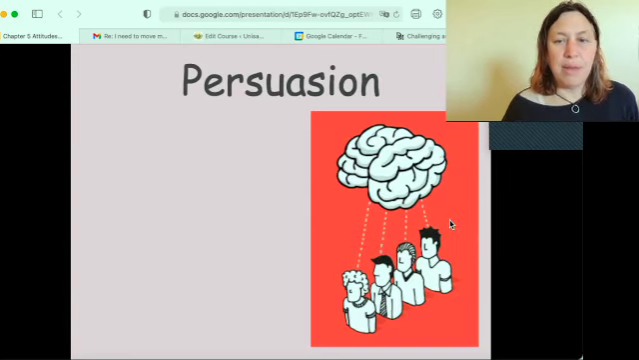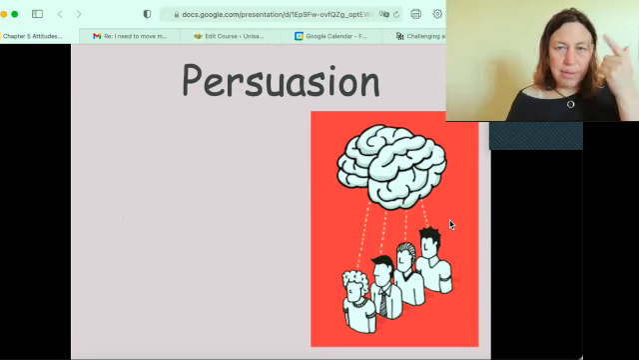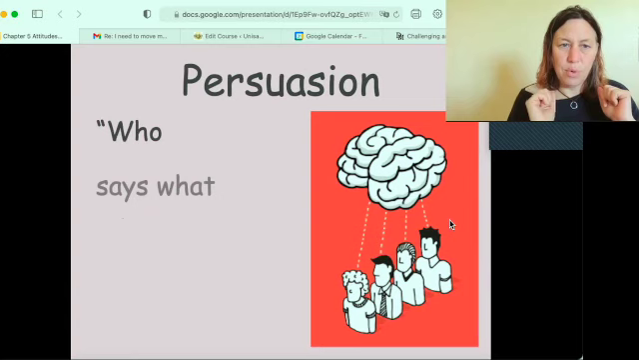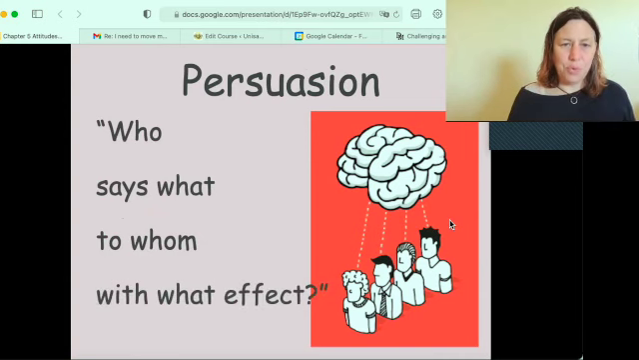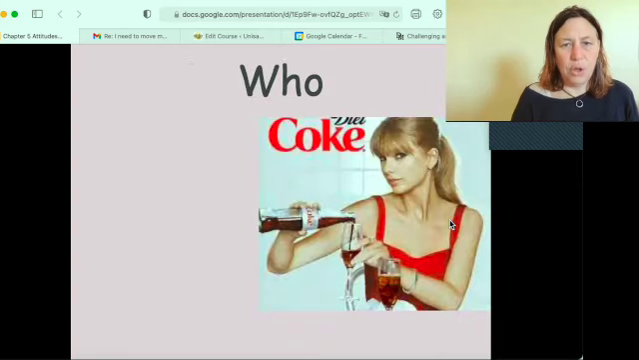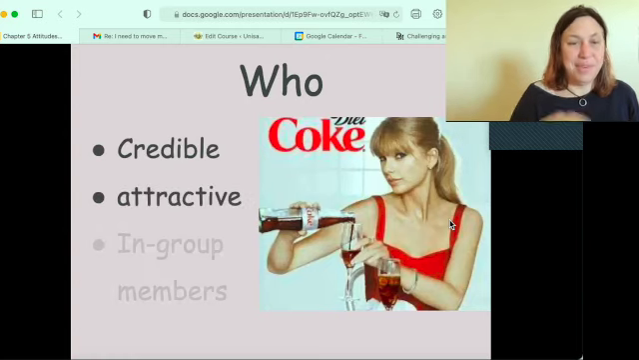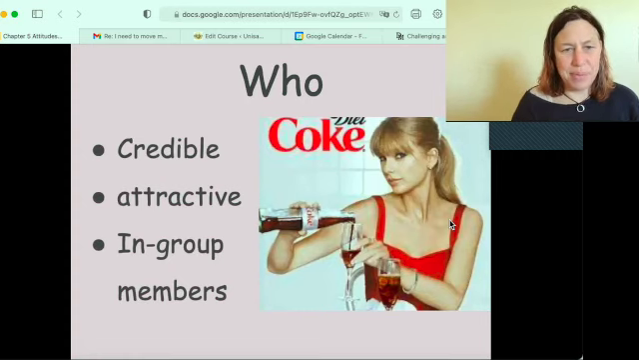Okay, right, let's run through persuasion. So do you remember the 4 components of persuasion? It is who says what to whom with what effect. Okay. Who? Who is who? She is credible. We believe she knows about Coca-Cola. She's attractive. She's an in-group member. Well, maybe not for everybody, but for possibly me. Okay.